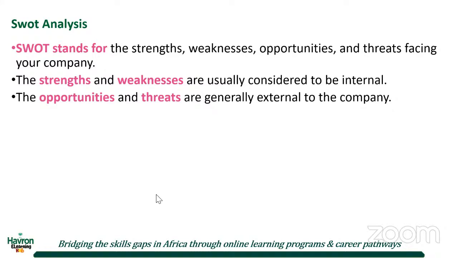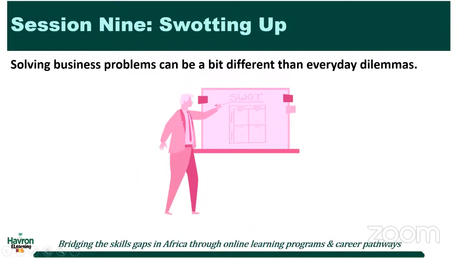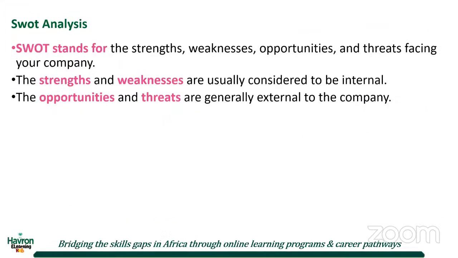Let me quickly move on to SWOT analysis, section 9, SWOTing up. Let me just repeat what I said. I hope you can hear me now. Yes. Okay, so SWOT on its own stands for strengths, weaknesses, opportunities, and threats that might be facing your team, your company, your organization. The strengths and weaknesses here we consider as internal, while the opportunities and threats are generally external.